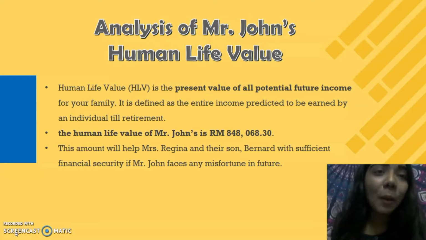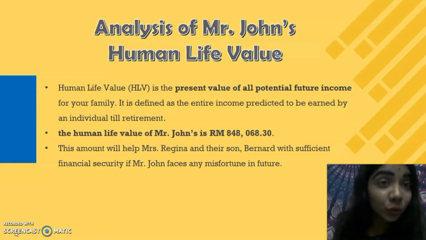So finally, based on the net worth statement, the human life value of Mr. John is around 848,068 ringgit and 30 cents. This is calculated using 62,586 ringgit and 20 cents that Mr. John allocated for his family support for the next 25 years with the interest rate of 6%. So this amount will automatically help Mrs. Regina and their son with sufficient financial security if Mr. John faces any misfortune in the future.